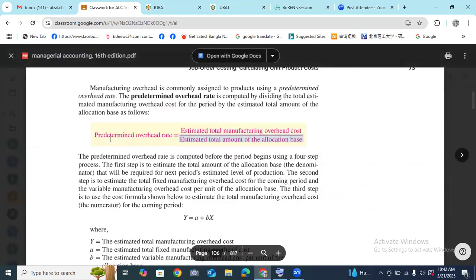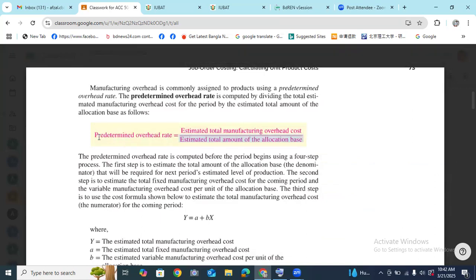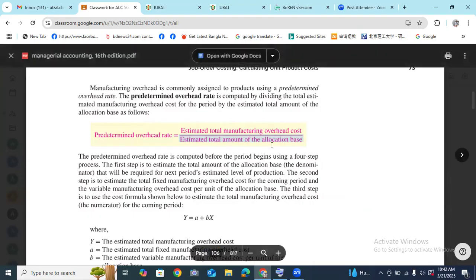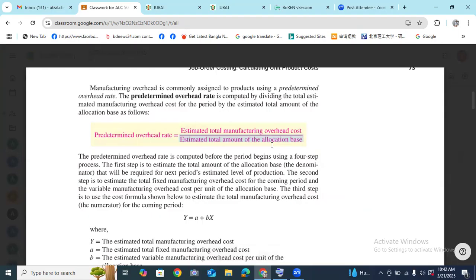So this is the formula. By this formula, overhead rate equals estimated total manufacturing overhead cost divided by estimated total amount of allocation base. The allocation base may be direct labor hours or machine hours.